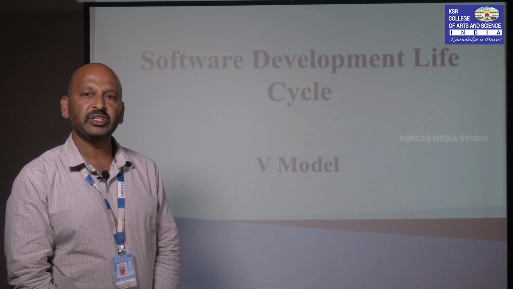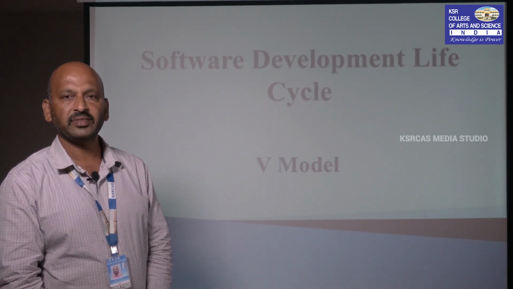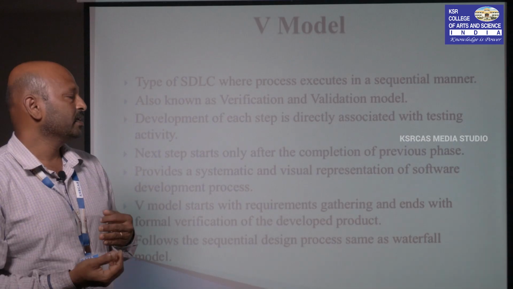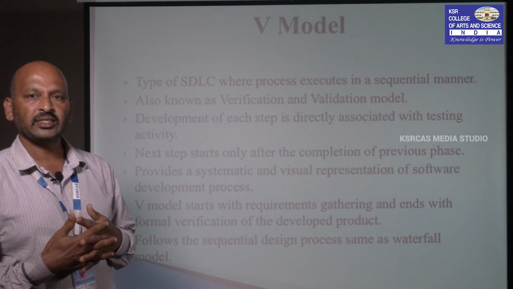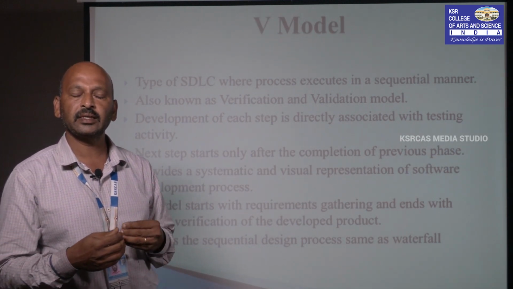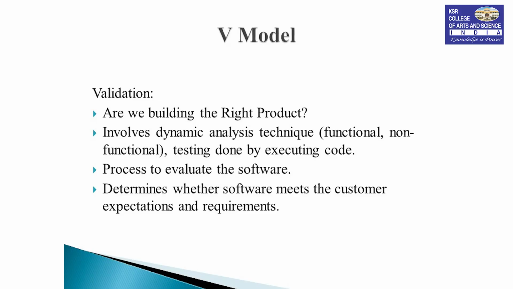In this session, I am going to discuss the V model, a model of the software development life cycle. It's a type of SDLC where the processes are executed in a sequential manner. This is also called the verification and validation model. Here each development step is associated with a testing activity. That is, each step is executed after the completion of the previous activity.